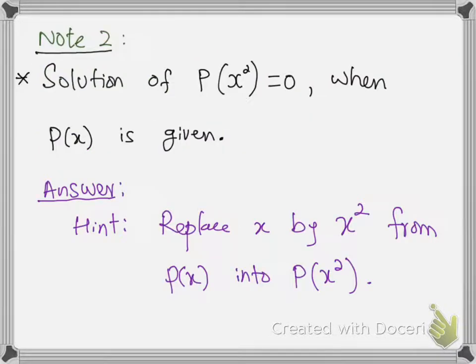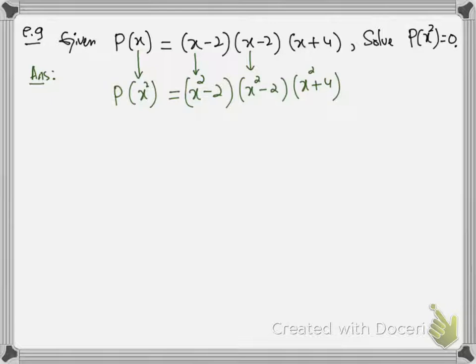Note 2, which is the last point. Solution of p of x square. The important thing in this note is we have to find the solution of p of x square when p of x, that is x power 1, is given. So for that, you need to replace x by x square from p of x into p of x square. This is the way how to solve an equation like this.